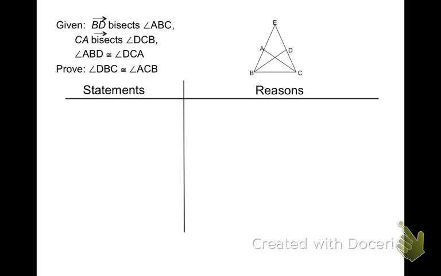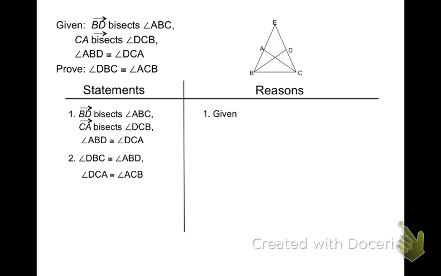Okay, back to two-column proofs here. Given that ray BD bisects angle ABC, and that ray CA bisects angle DCB, and that angle ABD is congruent to angle DCA, we want to prove that angle DBC, this angle here, is congruent to angle ACB, which is this angle here. So we want to prove that those two angles are congruent. Always start out with your given statements. So that's going to be the first line of our proof.